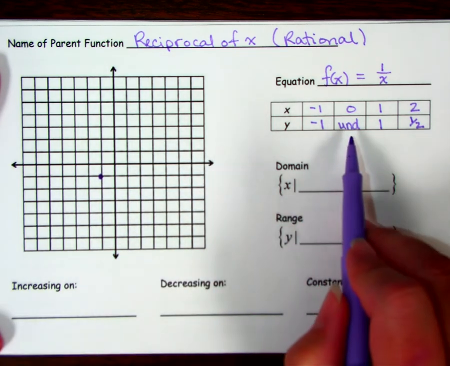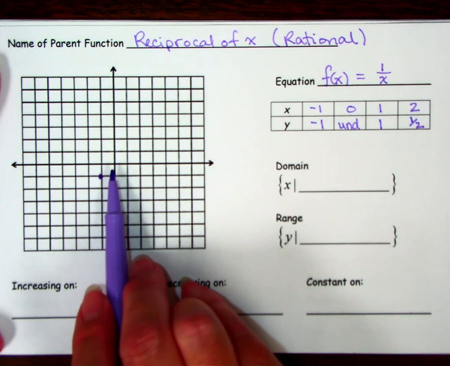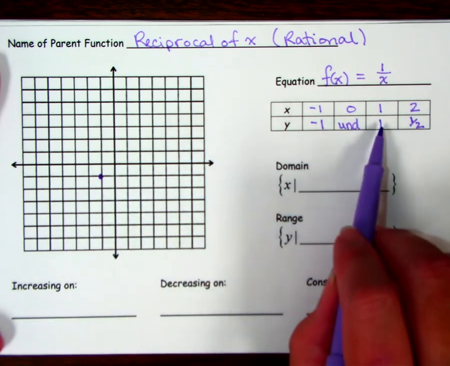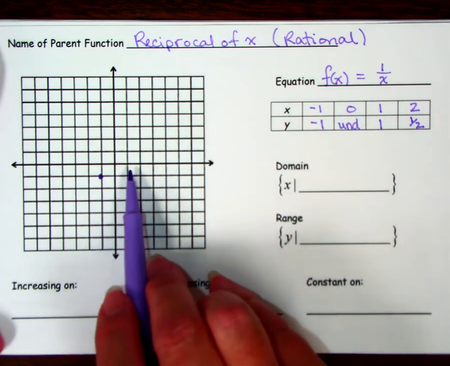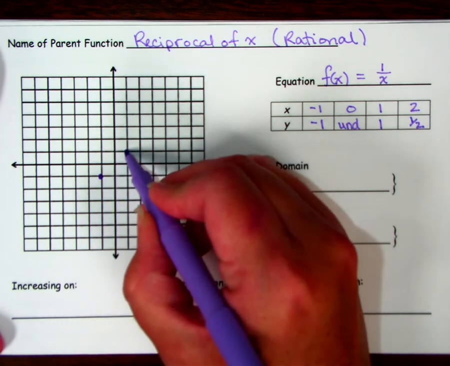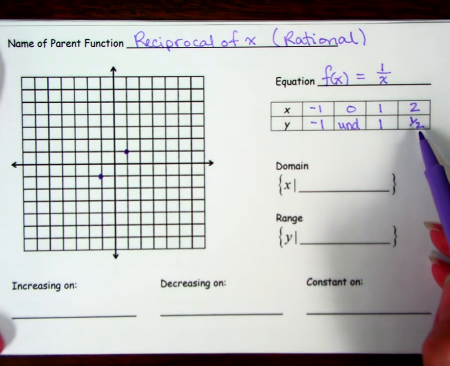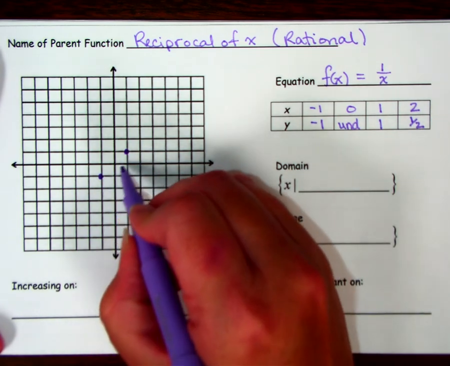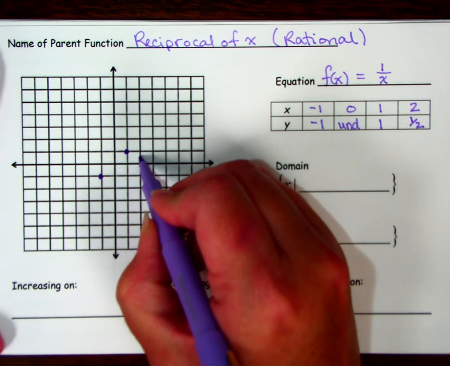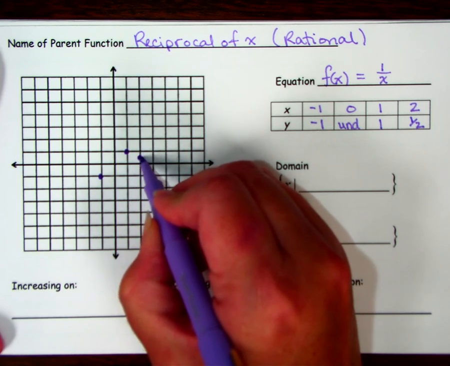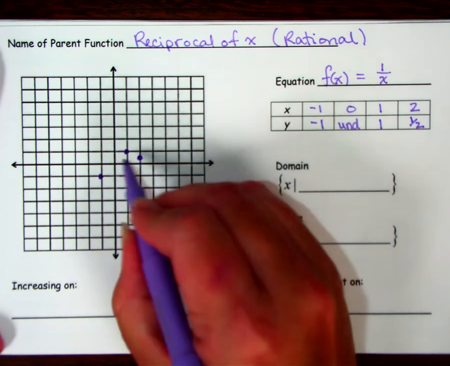Now 0 is undefined, so that means when x is 0, I'm not going to be able to put any points anywhere. So I'm going to skip over where x is 0. Next point is 1, 1. So I'd start at the origin and I go to the right one and up one. And the next point is 2, 1/2. So I'm going to start at the origin, go to the right 2, and up 1/2. So that means I'm only going to go up halfway between the x-axis here and the first horizontal line.